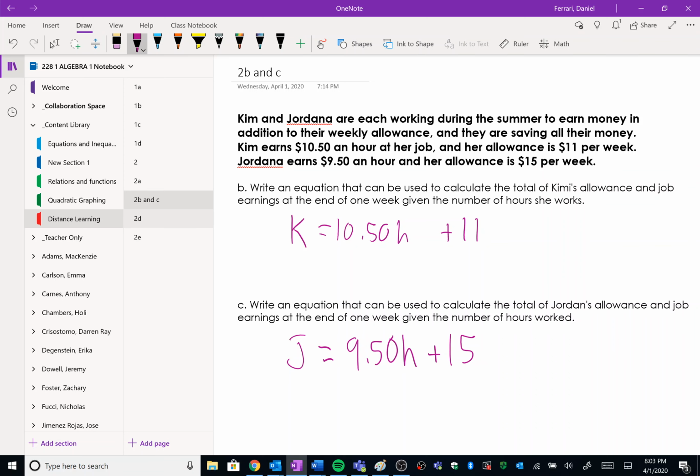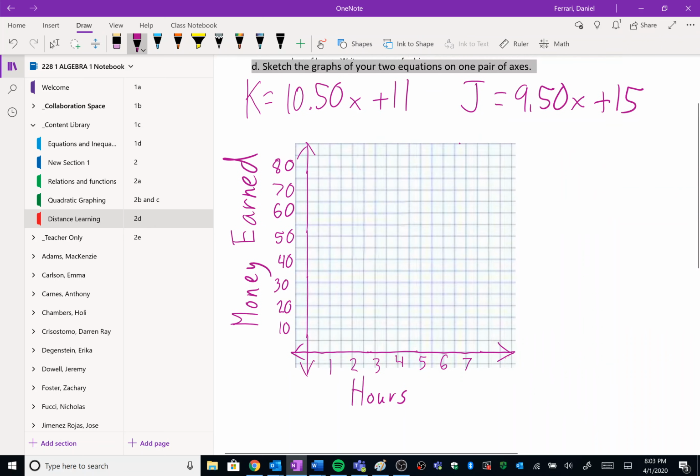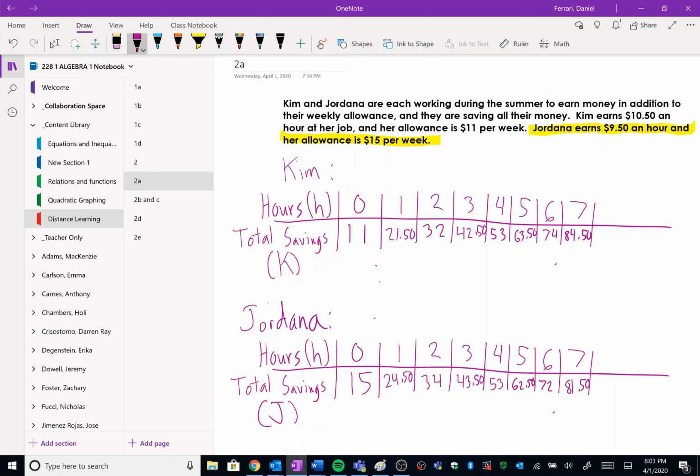Now let's take a look at D. D has us making a graph. When I go back and look at my table, these values are pretty large. We need to go all the way up into the 80s, and we're as low as around the 10s, like 11 and 15.